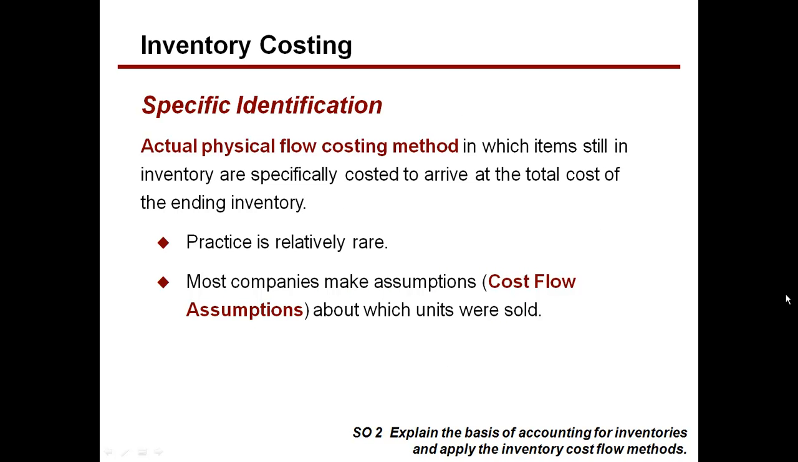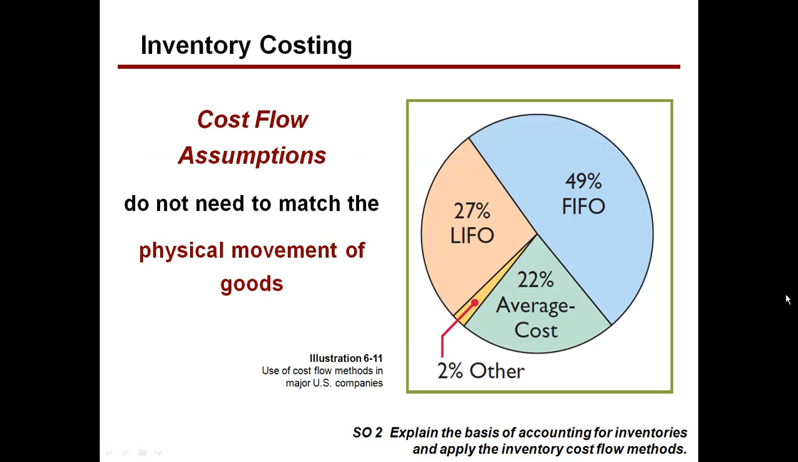Now again, the specific identification method is one that's relatively rare in practice. Most companies will make an assumption, a cost flow assumption about which units were sold. And in terms of this, it's an assumption on the flow of cost, not the flow of goods. Because once we're in the sphere of making an assumption, we don't know what the specific costs were on those items sold. The other methods of FIFO, LIFO, and average cost are the ones we'll be concentrating on in this chapter. You can see by this illustration that the FIFO method is by far the most popular, followed by LIFO, and then average cost.